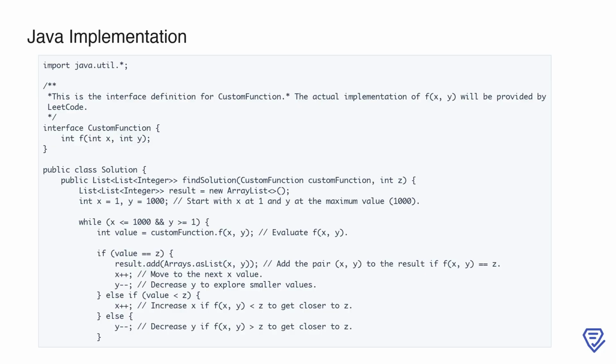Next, we enter a while loop that continues as long as x is less than or equal to 1000 and y is greater than or equal to 1. Inside the loop, we compute the value of f(x, y) by calling the custom function's f method. Based on the result, we either add the pair to our result list, increment x, or decrement y to move closer to the target value z.